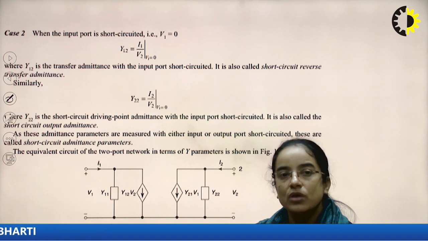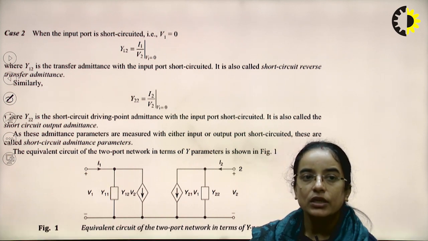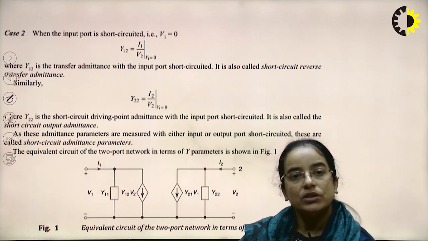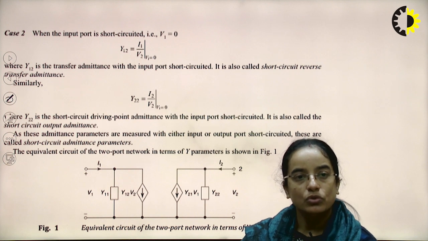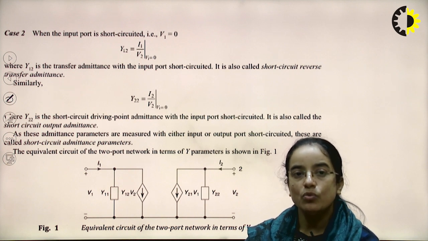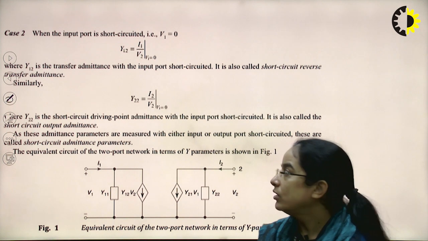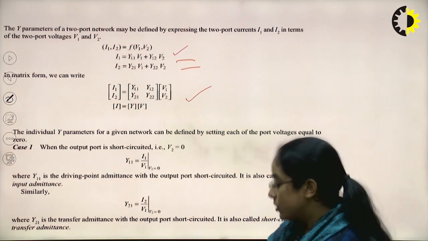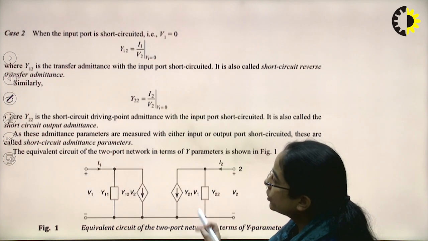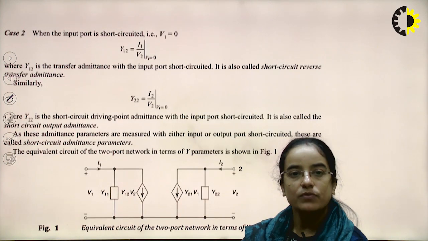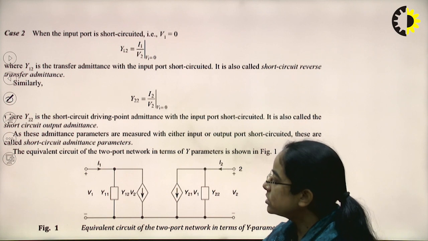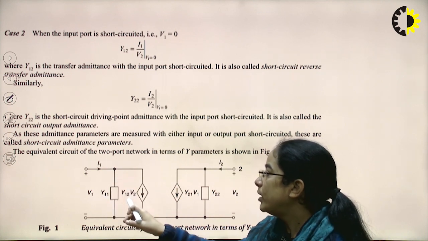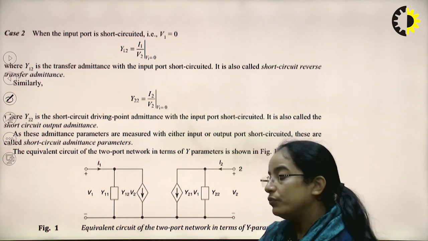Now these equations can be shown in circuit form also. So this is the equivalent circuit of the two-port network in terms of Y parameters. We can represent these equations in the circuit. If we see this circuit, I1 equals Y11 into V1 plus Y12 into V2.